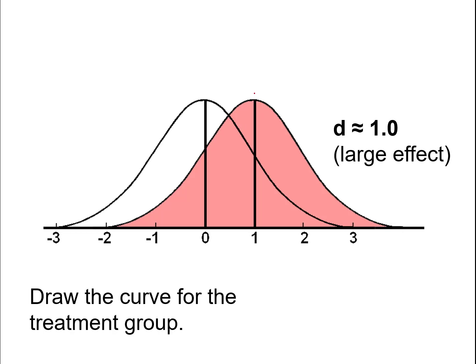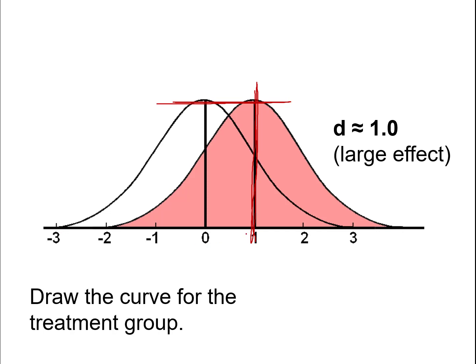And so I've already drawn the mean for my treatment group at the correct location. Now when I draw my bell-shaped curve, I simply draw an exactly same sized bell-shaped curve as I drew for my control group. So these two curves should be the same height.